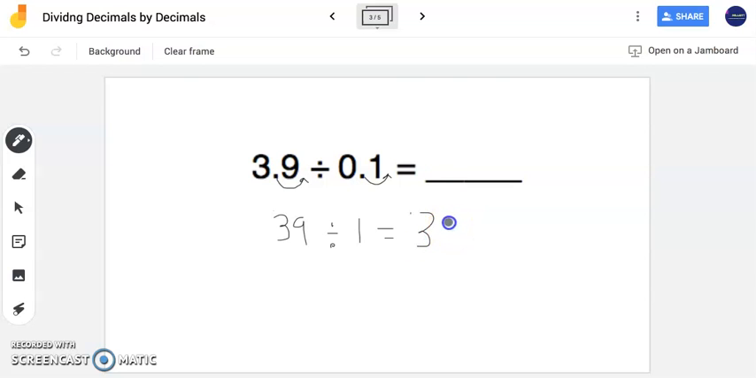Now again, your goal is to eliminate that decimal point in my divisor, which is 1/10. So if I have 3 9/10 divided by 1/10, I want to eliminate my decimal point in 1/10. So when I do that, I multiply by 10 and I multiply by 10 for my dividend as well. And that's leaving me with 39 divided by 1, giving you an answer of just 39.